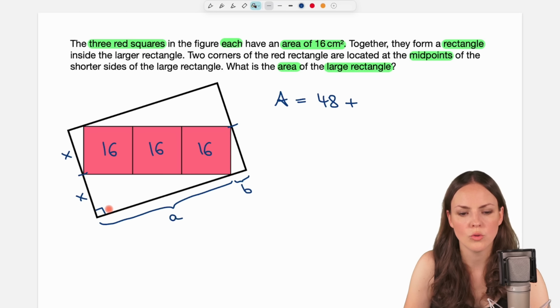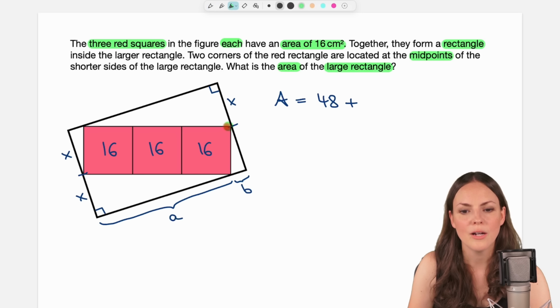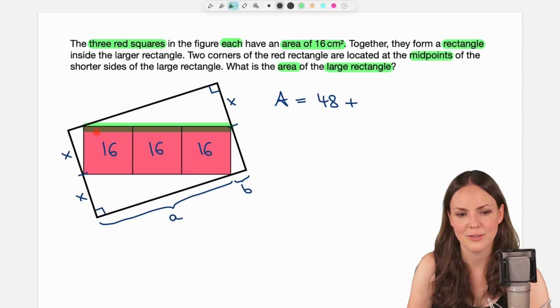Here we have a right angle because of our large rectangle. Same here. Here we have a right angle as well. So we have right triangles. And here we have the length of x. Same thing here. This is also the side of this large rectangle, so we have the length of x here as well. And what about this side here?